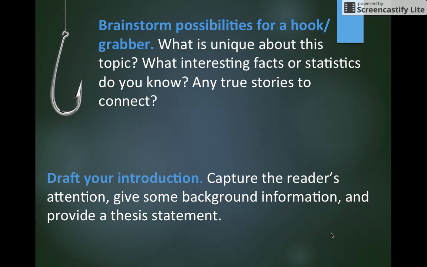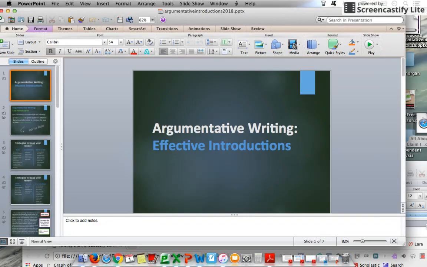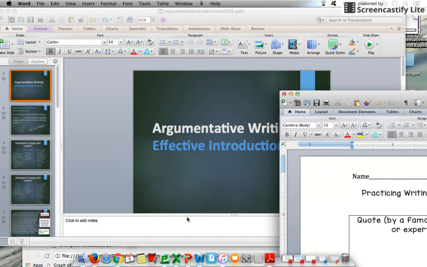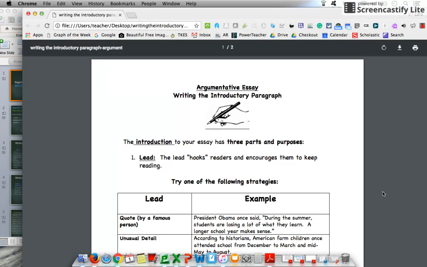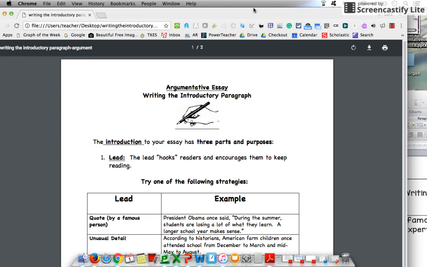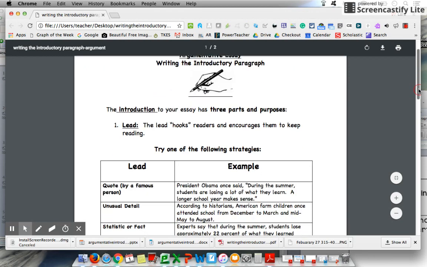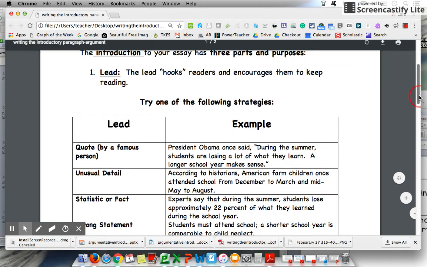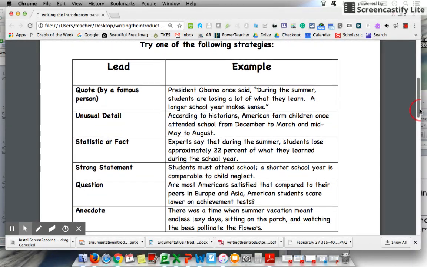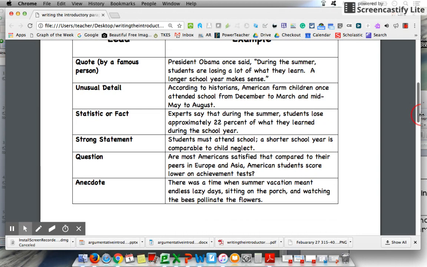And remember, you have to capture your reader's attention with that lead or hook, give some background information, and provide a thesis statement. So in the document, the first thing that you're going to get is a help sheet that looks like this. This gives some examples of different hooks or grabbers, such as a quote by a famous person, unusual detail, statistic or fact, strong statement, question, or an anecdote. And these are some examples of using those.